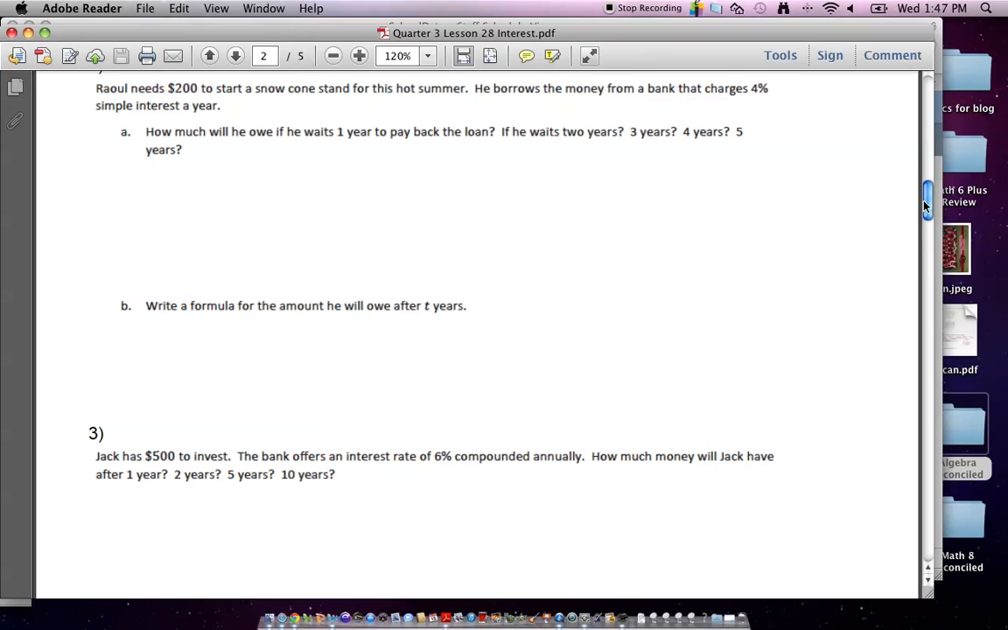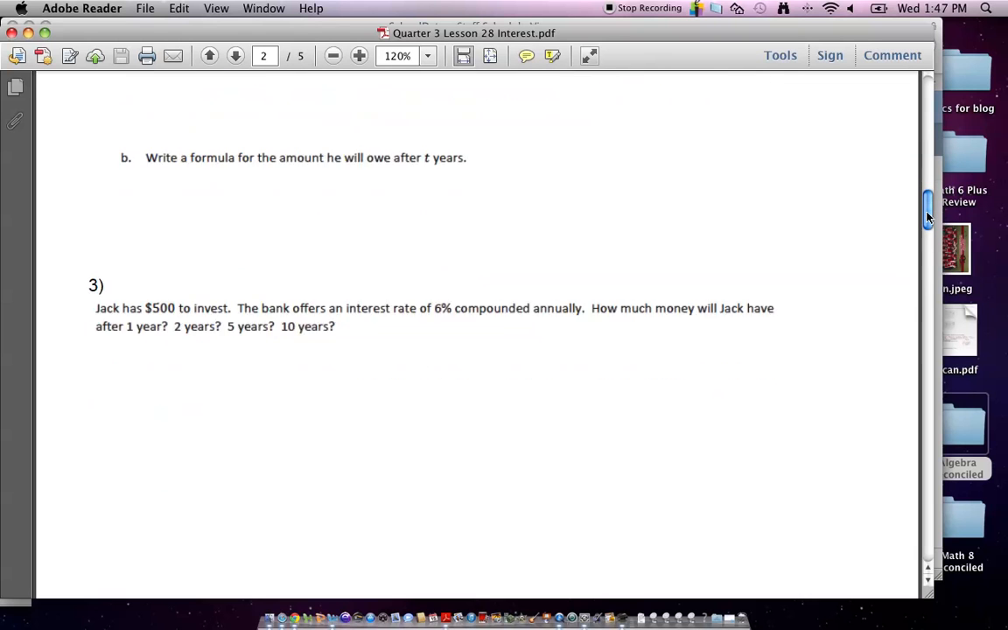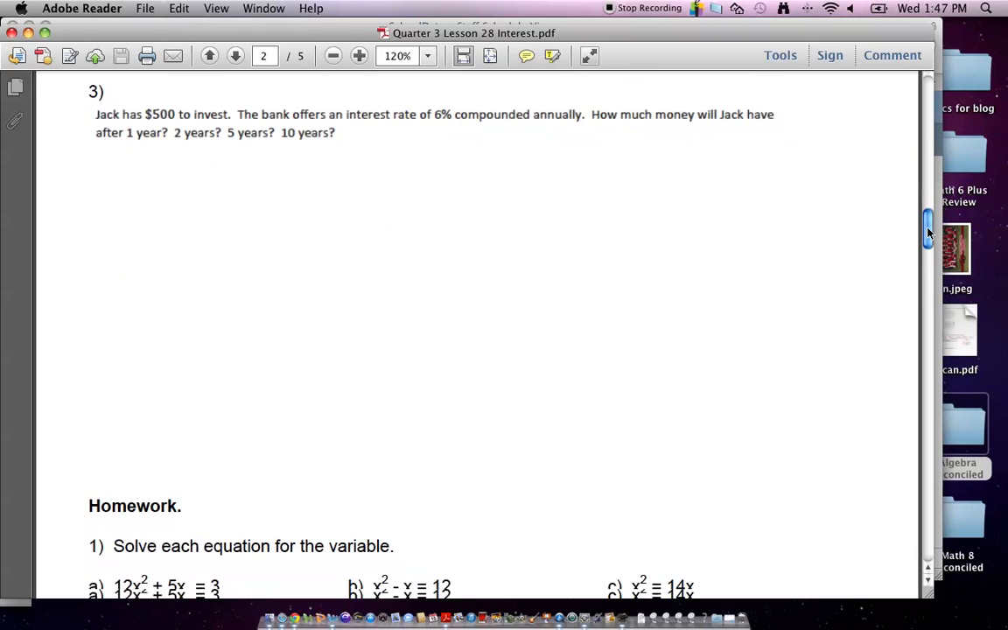This is simple interest. I want to skip this question. I want to go to this one here. I'm going to show you how to use compound interest now, and then in a few minutes we should have enough time for me to show you how to be rich. Here's your compound interest formula.